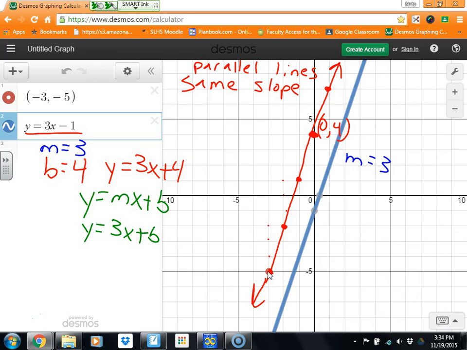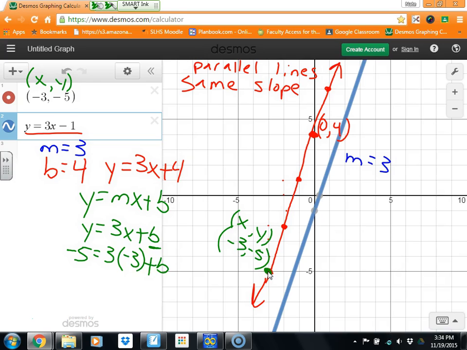And let's pretend that we don't know this intercept yet. Okay? So what we do know is that we have this point at -3, -5. And that's an ordered pair, an x, y. So if I take the x and the y and I substitute those into the equation, so put -5 in for y and -3 in for x, now I've got an equation that I can solve for b.